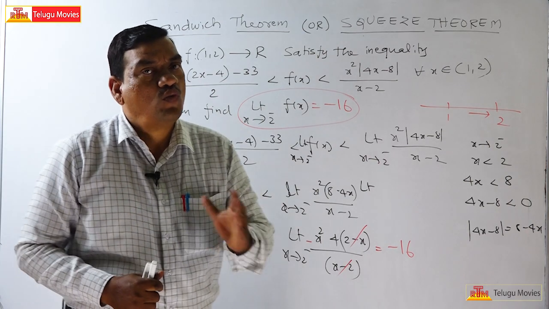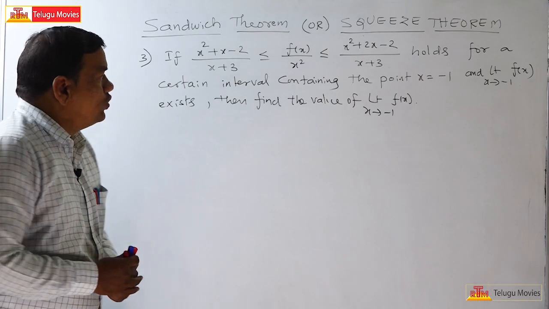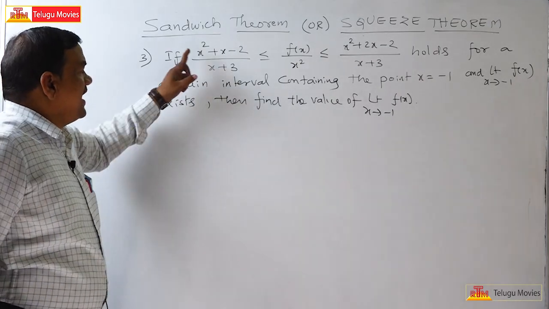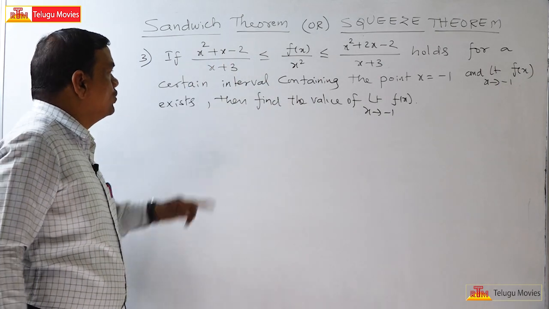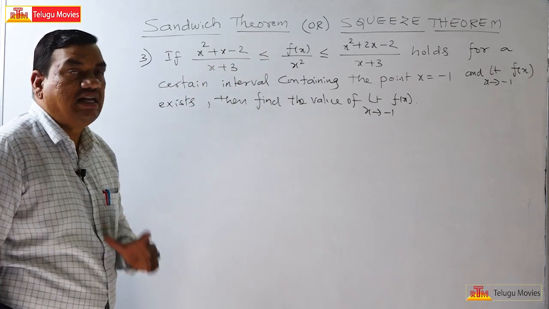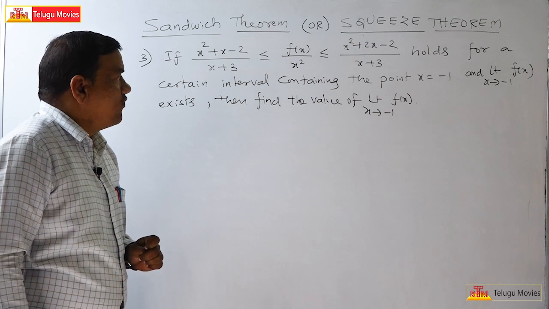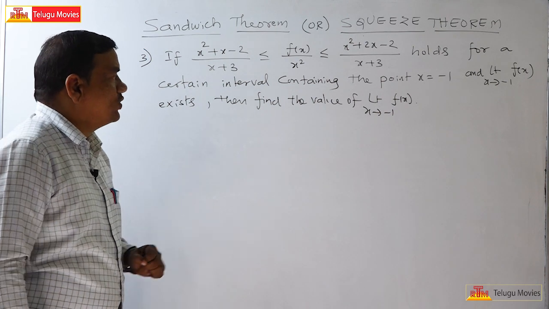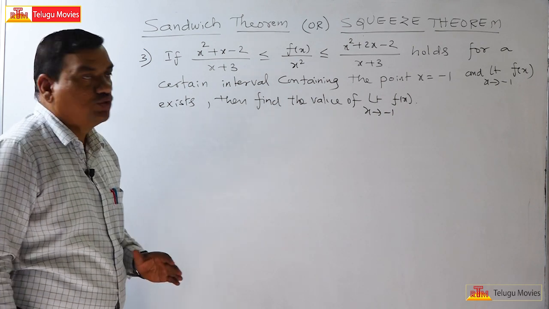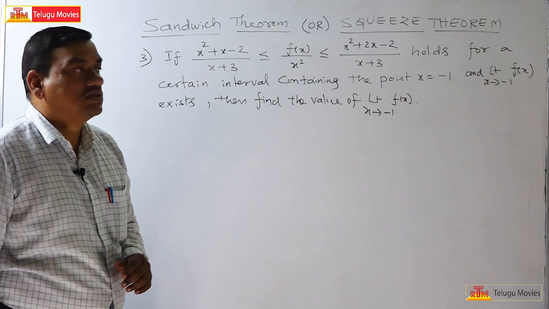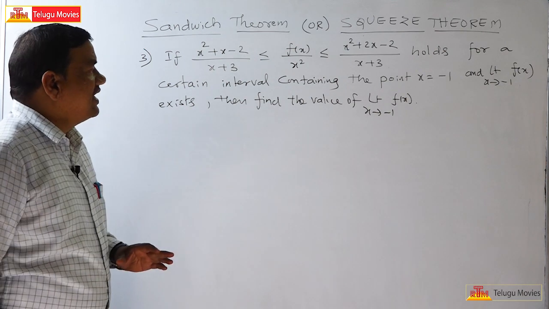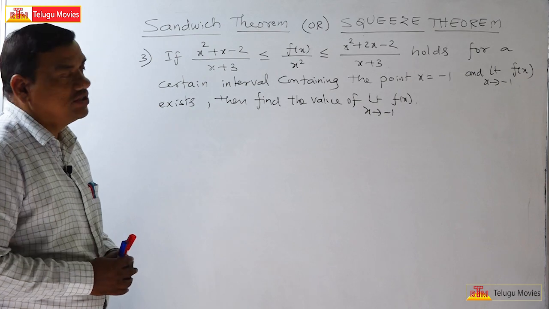Let us move to one more problem. Hi students, welcome to this problem. If x square plus x minus 2 upon x plus 3 is less than or equal to f of x upon x square, less than or equal to x square plus 2x minus 2 by x plus 3, holds for a certain interval containing the point x is equal to minus 1.